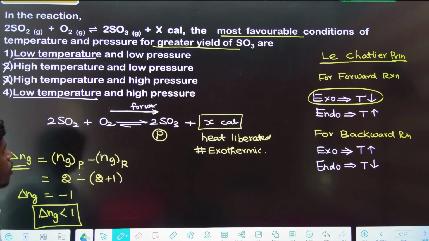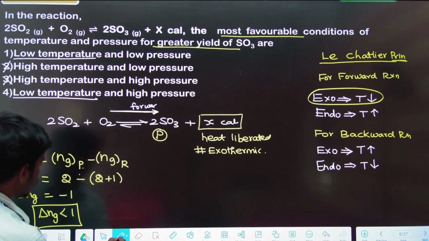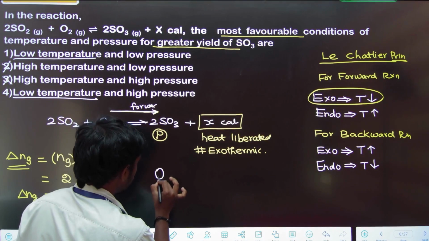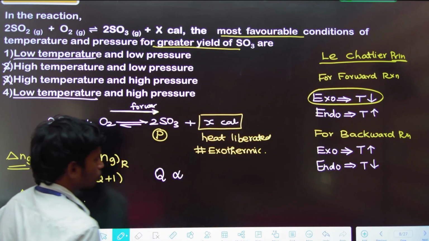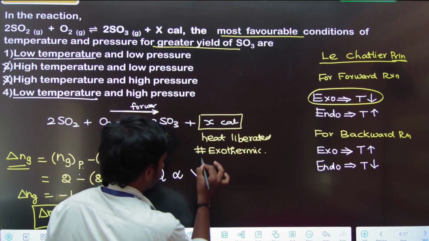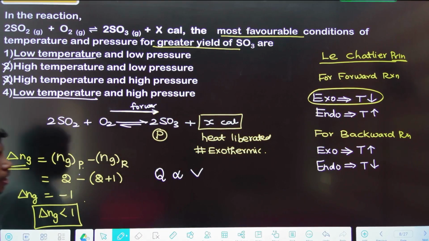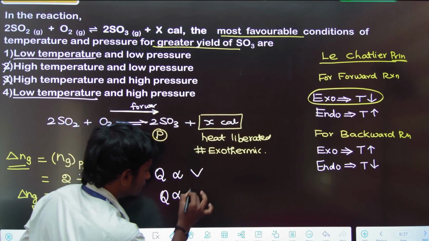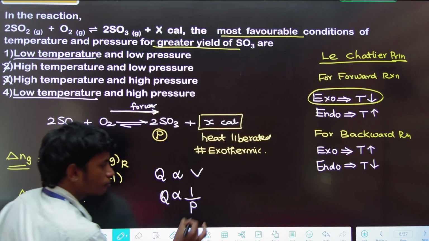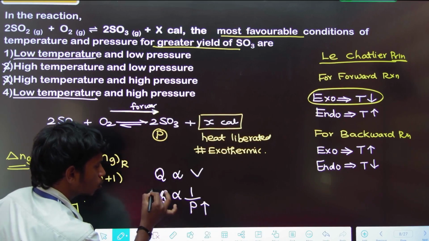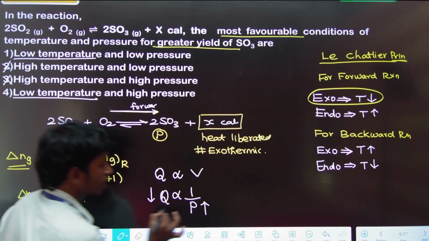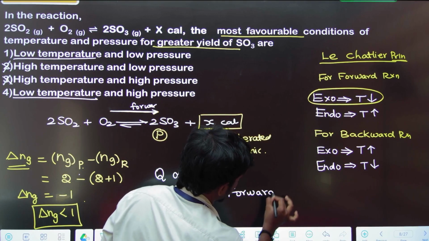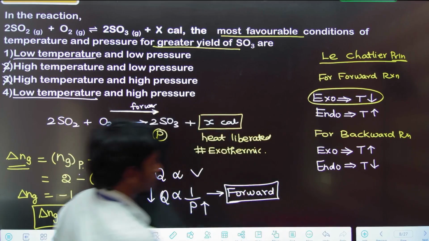Okay. So எப்ப delta Ng less than 1 இருந்தாலும் the Q value will be directly proportional to volume. Okay. So volume is inversely proportional to pressure, then Q is inversely proportional to pressure. If pressure increases, Q value will decrease. Q will decrease ஆச்சு அப்படின்னா எனக்கு forward reaction நடக்கும். Will lead to the movement of forward reaction.